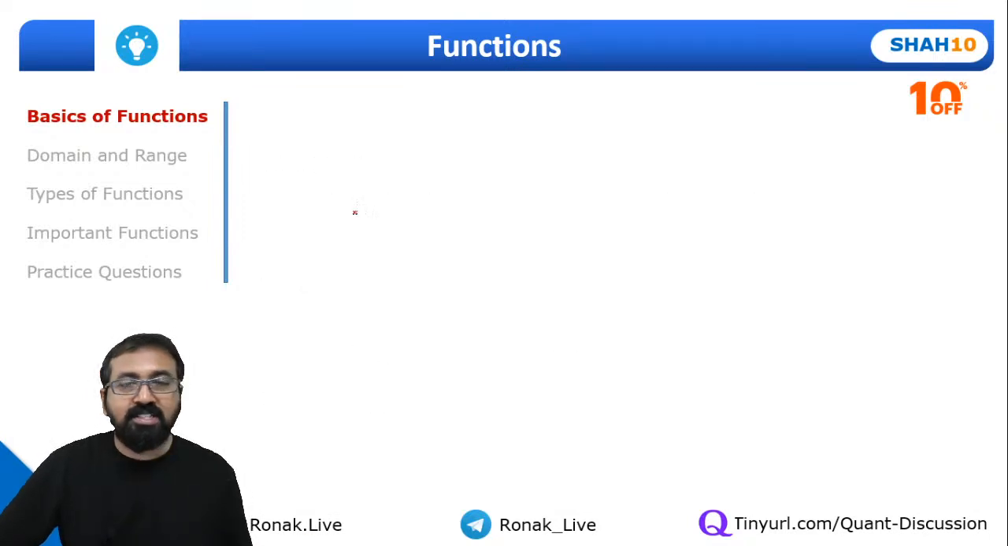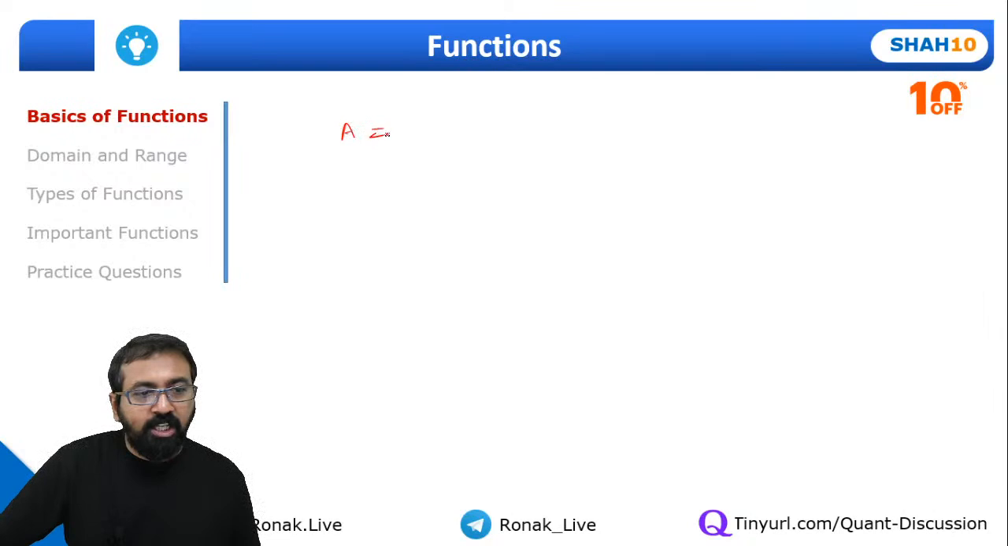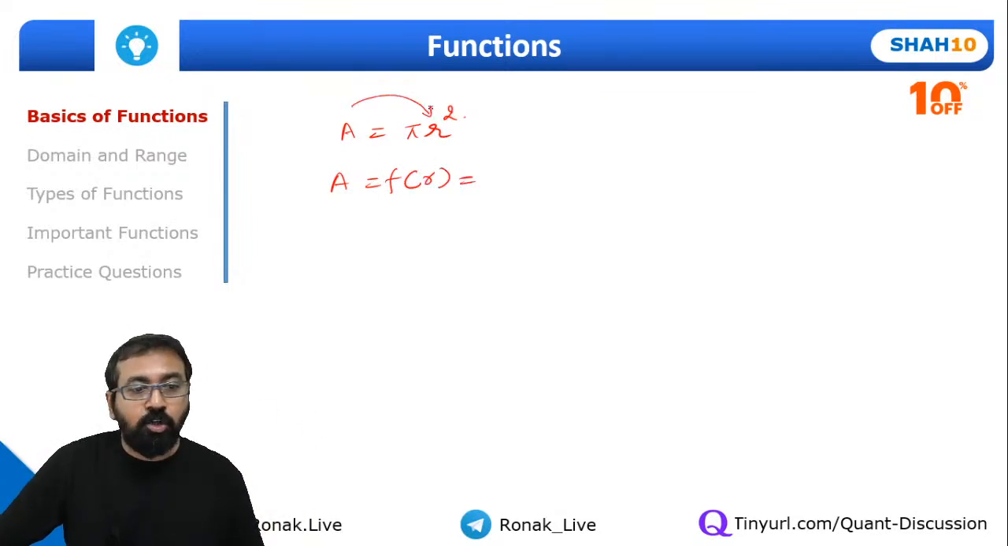Okay, so let me quickly tell you what is function. Function is nothing but a relationship between two variables. Let me give one example. You all know that the area of a circle is pi r square. So I can say area of a circle is nothing but a function of its radius, because the area of a circle is dependent on the radius. We can write that as: area of a circle is a function of its radius, which is nothing but pi r square.